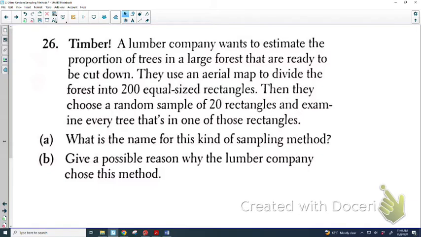They have all these equal-sized rectangles, 200 of them, and they sample 20 of those rectangles. They're looking at every tree in those rectangles. I feel like the wording is a little confusing, so I'd reword that, but I would say this is cluster. The fact that they're doing every tree in the rectangle selected is the giveaway that it's cluster and not stratified or SRS.